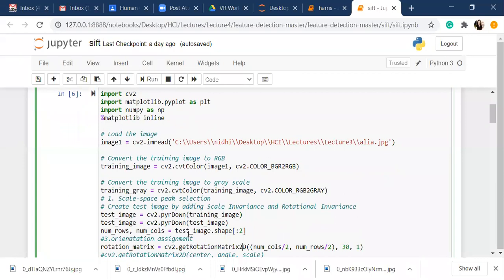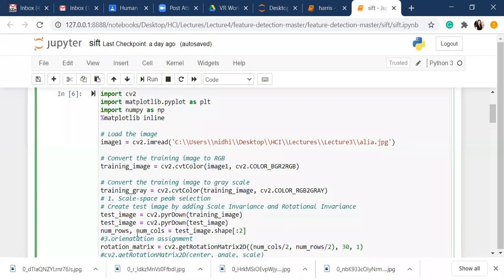Now for making the octave, there is a method called pyrDown, the pyramid of the images in terms of the octave. Inside this I have to pass the training image and the test image. The test image is created from the original one, the training image, and it is passed down again for another scaling. So in the diagram, you can see there are three scalings: the upward, the downward and the middle one. This one is the upward, this one is the downward.